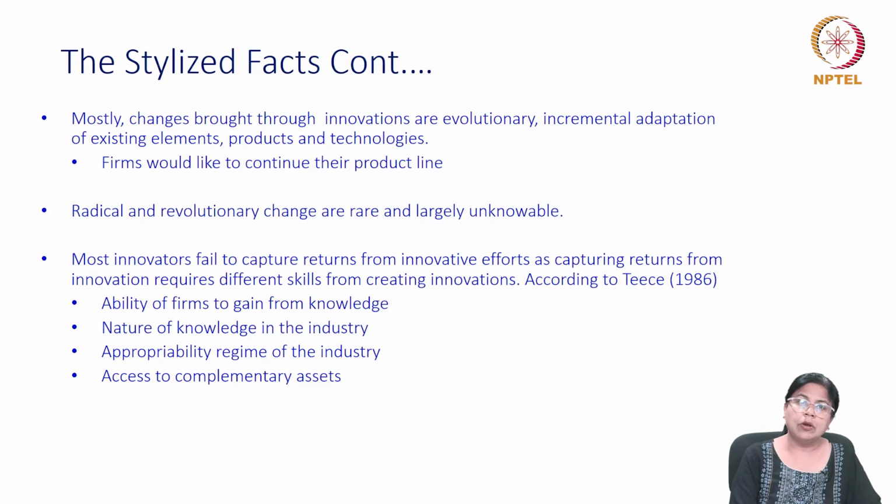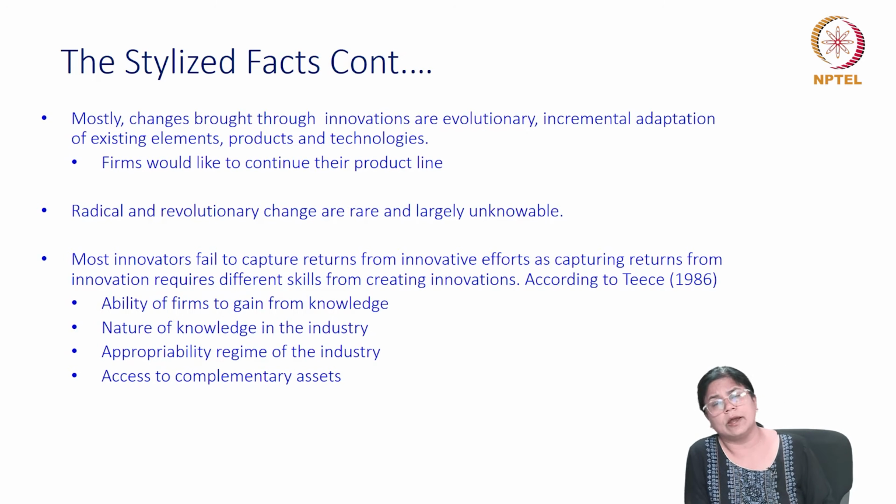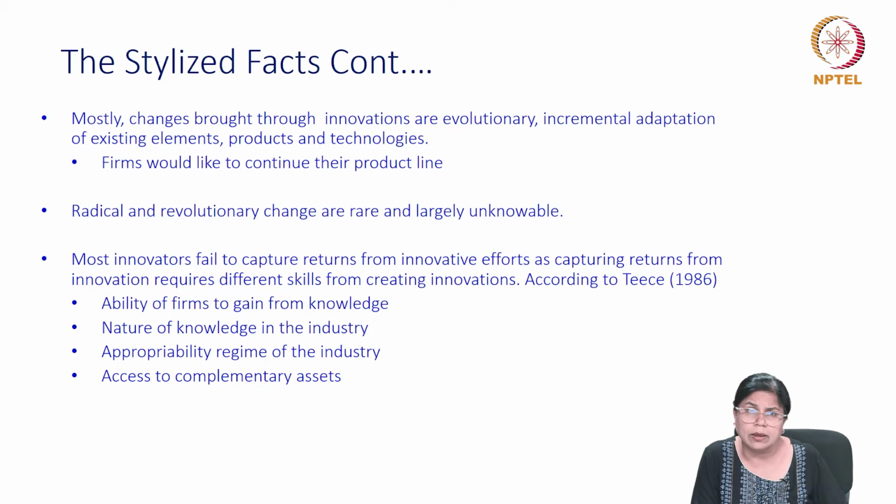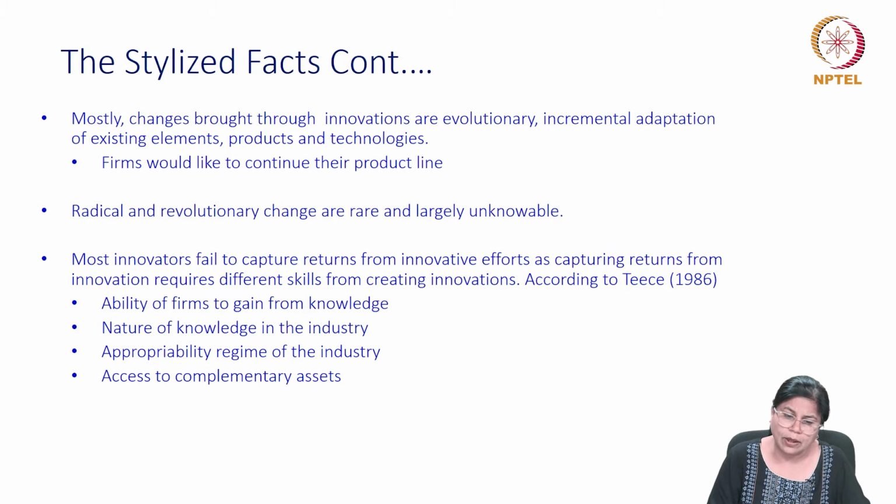Why is it so? Because what you will find is that radical and revolutionary changes are rather rare and many a time are largely unknowable also. For example, in that IBM case I told you about, the smartphone, they could not visualize or envision how this kind of a product would actually act in the market. On the other hand, radical and revolutionary changes do happen. However, these instances are rather rare, and once they happen, they are clearly likely to change the entire way things are being done.